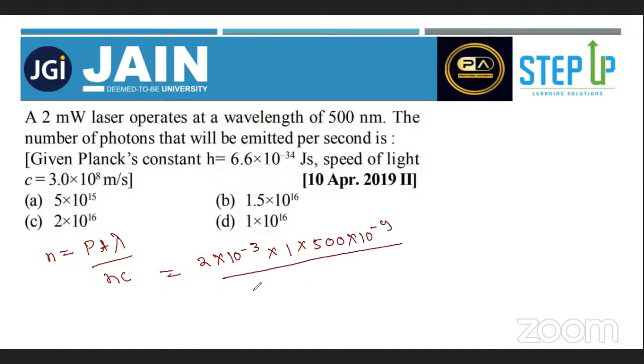Then H is there, the hc value. A is the right answer after substituting the values, 6.6 into 10 to the minus 34 for h, and c is 3 into 10 to the 8. So this will give you the answer for this.